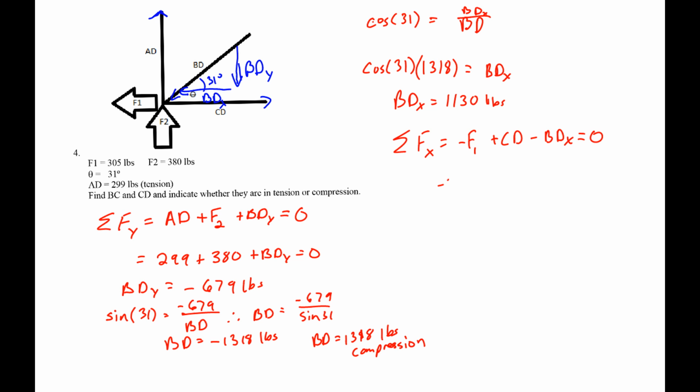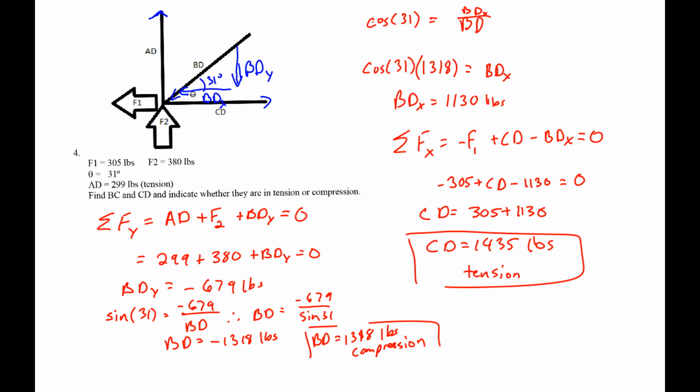So we get negative 305 plus CD minus 1130 equals 0. So CD equals 305 plus 1130. What does CD equal? Tension or compression? Tension. Those are our two answers. Any questions on that one?